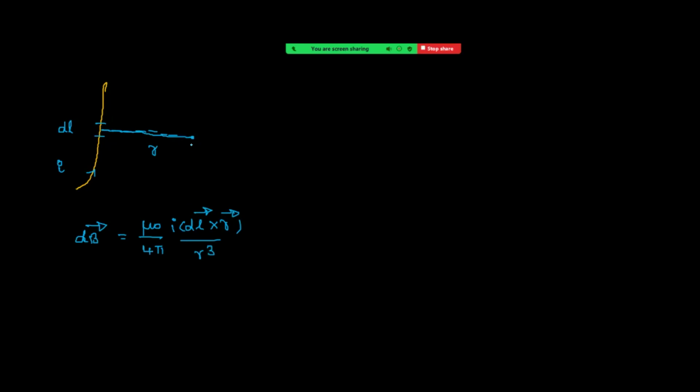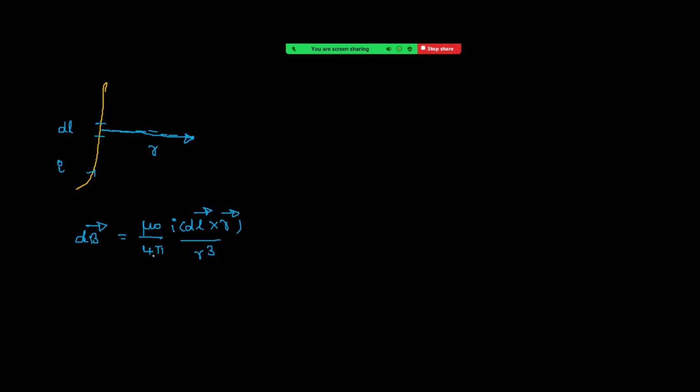So r bar is the position vector of the point at which we want to calculate the strength of the magnetic field with respect to the current element. I am repeating, r bar is the position vector of the point where we want to calculate the magnetic field with respect to the current element. So this is r bar. The modulus of r bar is the distance of that point from this element.